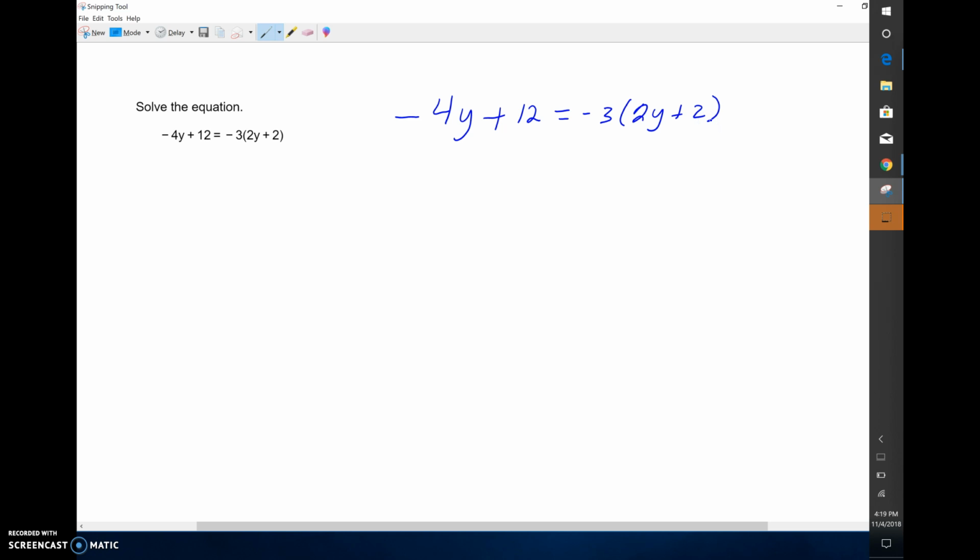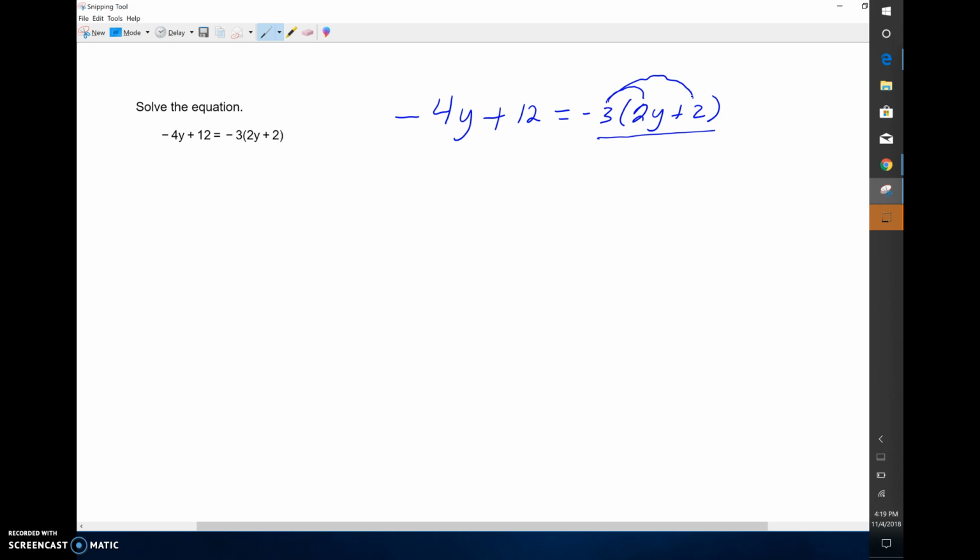Okay? So if you look at the left side and you look at the right side, you notice that we have parentheses on the right side. So we're going to have to use the distributive property. So we're going to multiply negative 3 times 2y, and we're going to multiply a negative 3 times 2.